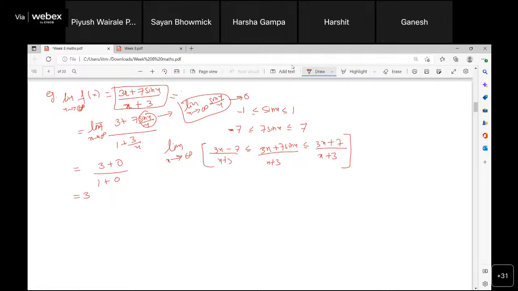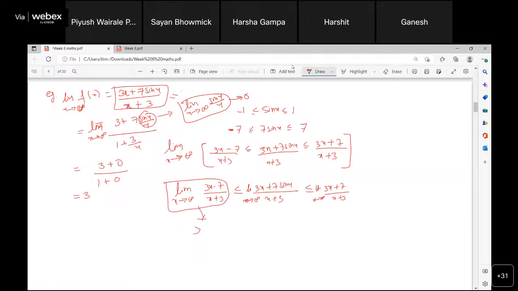Now see whether by applying the sandwich principle we get the same answer or not. Now just try to apply the limit. 3x minus 7 upon x plus 3, 3x plus 7 sin x upon x plus 3, 3x plus 7 upon x plus 3. So limit x tends to infinity, here also limit x tends to infinity. Now what is this limit? It would be 3. Again take x common. 7 by x will be 0, 3 by x will be 0. So again this limit will be 3.